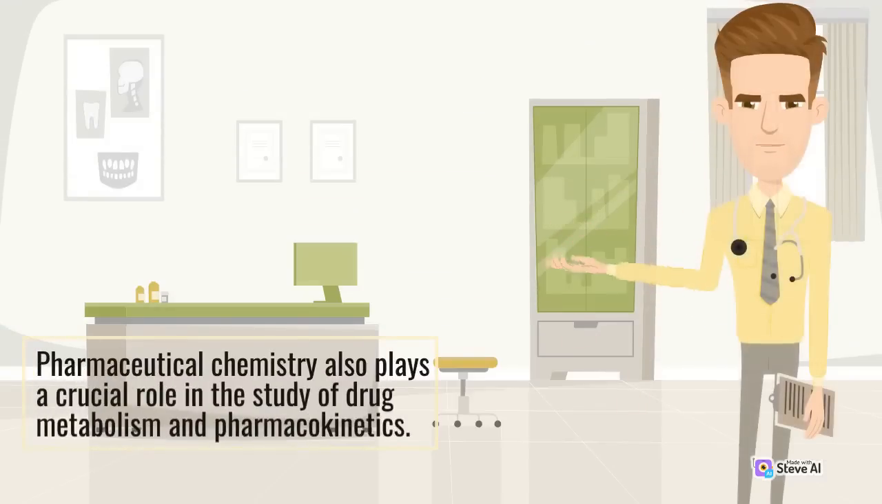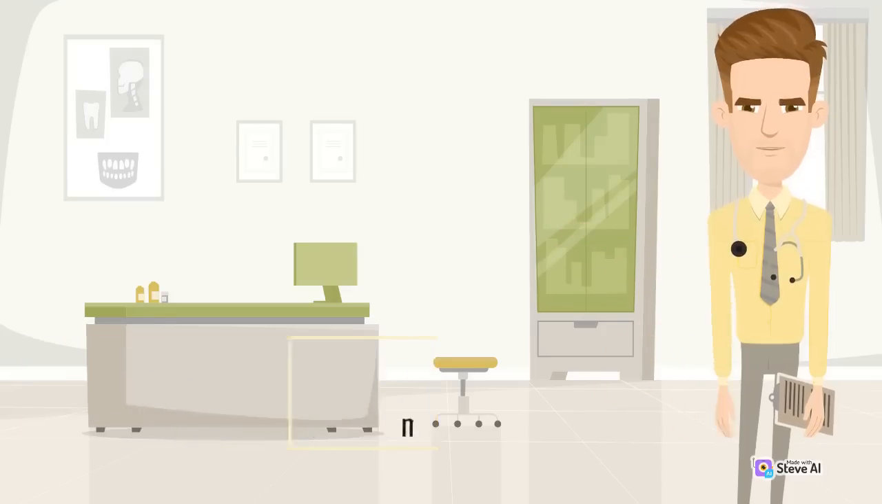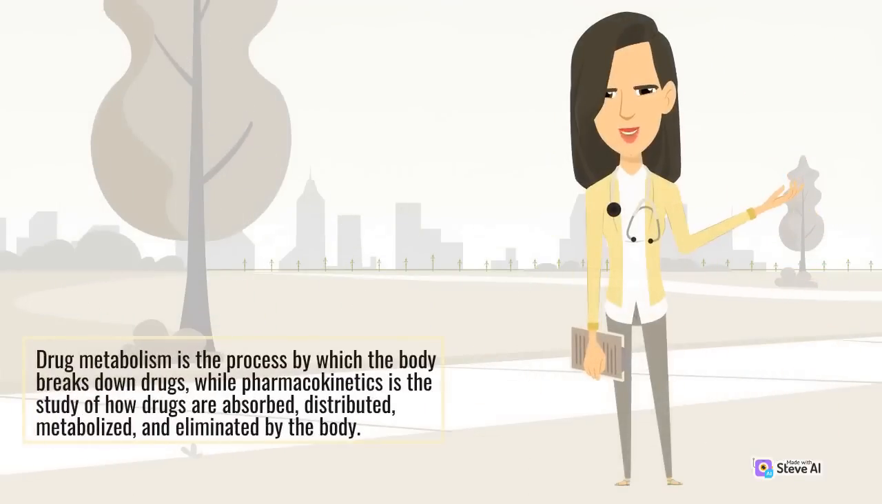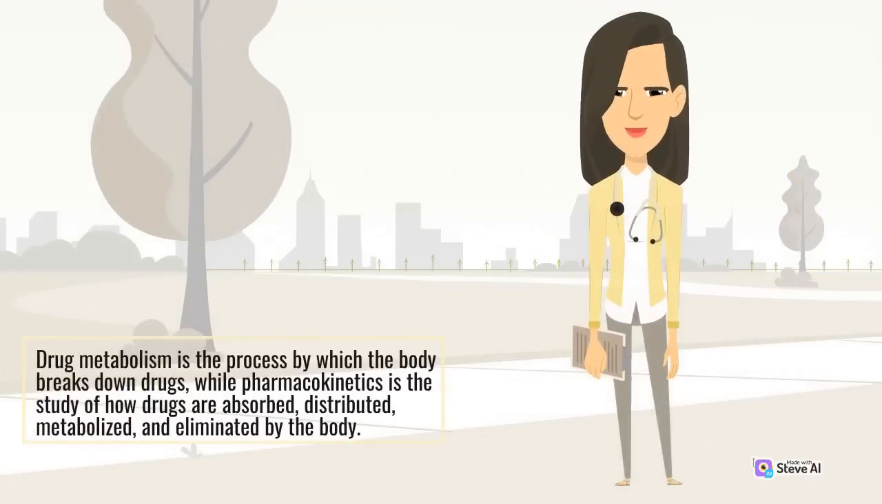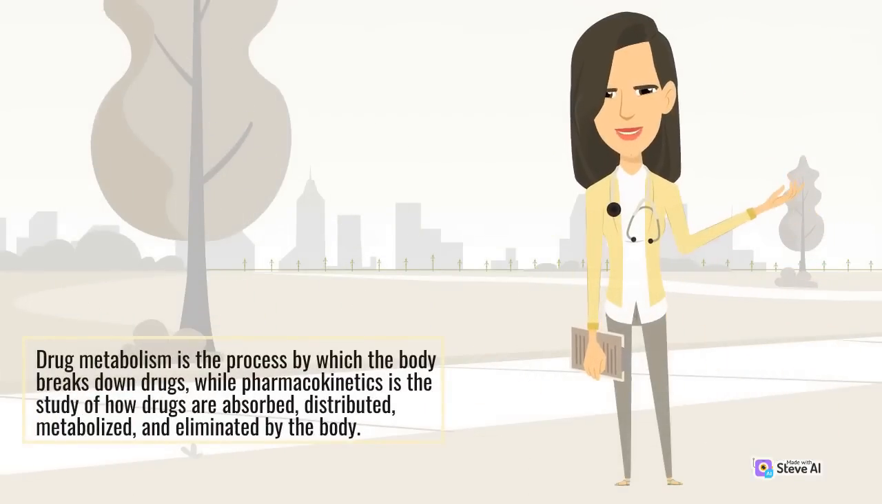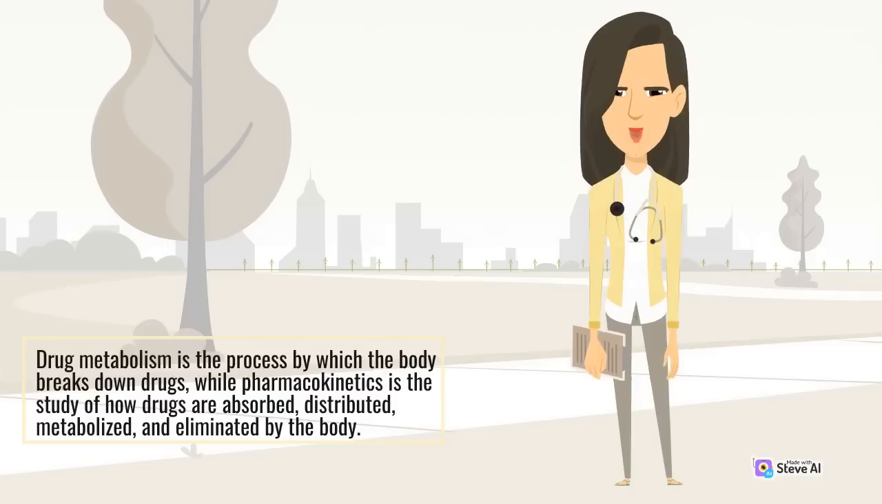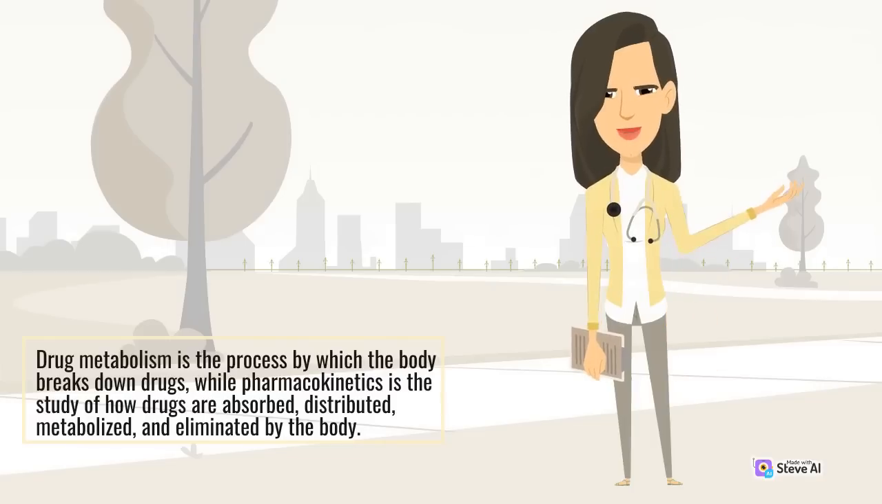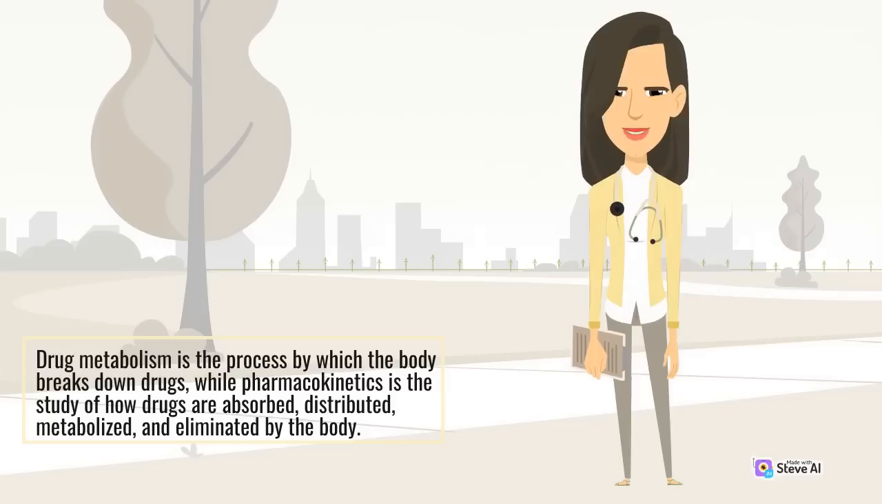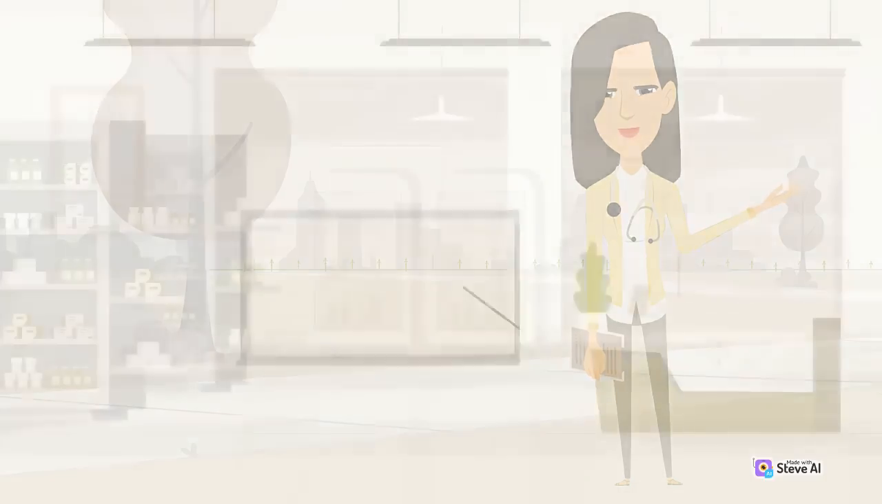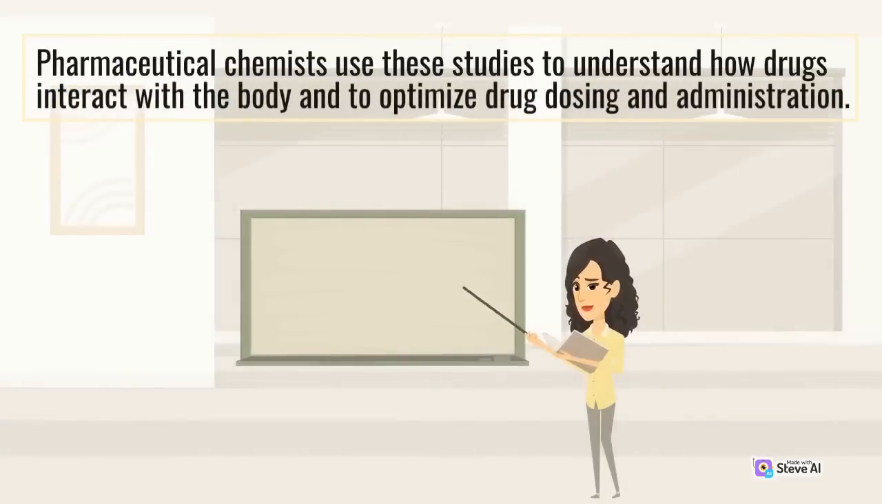Pharmaceutical chemistry also plays a crucial role in the study of drug metabolism and pharmacokinetics. Drug metabolism is the process by which the body breaks down drugs, while pharmacokinetics is the study of how drugs are absorbed, distributed, metabolized, and eliminated by the body. Pharmaceutical chemists use these studies to understand how drugs interact with the body and to optimize drug dosing and administration.